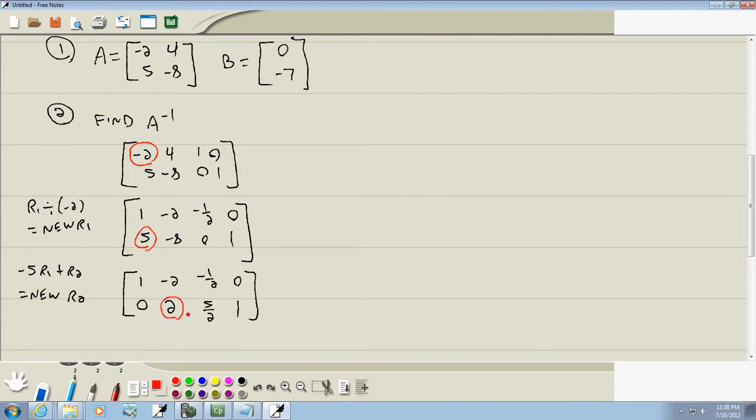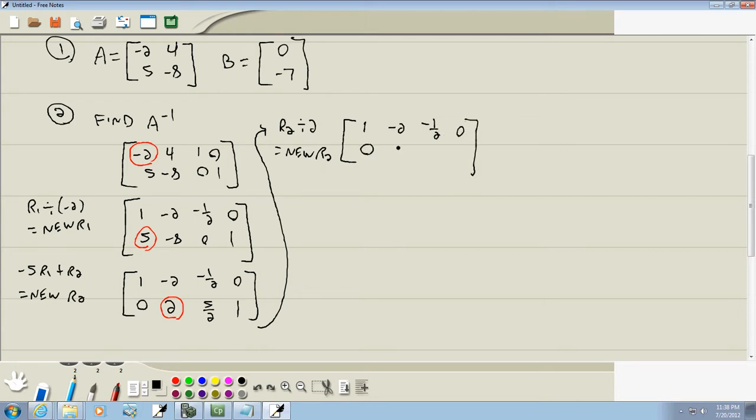Next thing we need is a 1 here. So we're going to divide everything in row 2 by 2. So we'll take row 2, divide by 2, and that's going to give us our new row 2. Now row 1 doesn't change. 0 divided by 2 is 0. 2 divided by 2 is 1. 5/2 divided by 2. It seems weird, but 5/2 divided by 2 gives you 5/4. And 1 divided by 2 gives us 1/2.